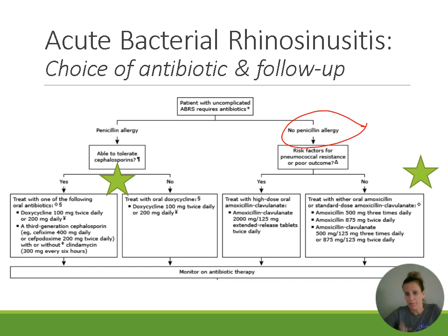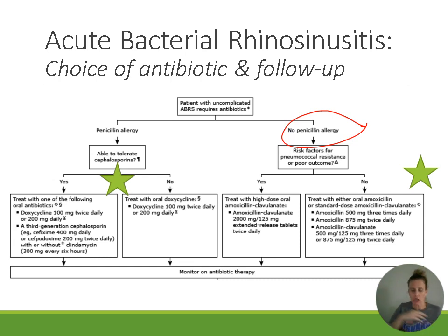Or just amoxicillin, right? Those are kind of our choices. Amoxicillin, which we can do amoxicillin 500 at least 3 times a day, or 875 twice a day. Or again, we can give the augmentin, the amoxicillin clavulanate. If we do suspect that they're at risk for poor outcome, we go right to the amoxicillin clavulanate. And so the augmentin, the combination, and we do it at a high dose. We do the 2,000 milligram extended release tablets twice a day, right?